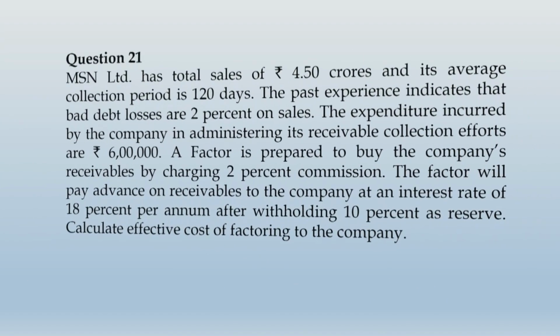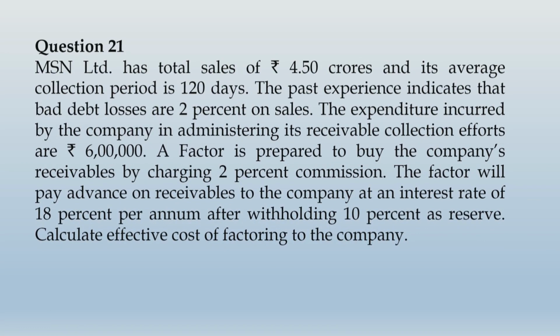Let us read this question. MSN Limited has total sales of rupees 4.5 crores and its average collection period is 120 days. The past experience indicates that the bad debt losses are 2% on sales. The expenditure incurred by the company in administering its receivables collection efforts are rupees 6 lakhs. A factor is prepared to buy the company's receivables by charging 2% commission. Factor will pay an advance on receivables to the company at an interest rate of 18% per annum. After withholding 10% as reserve, calculate the effective cost of factoring to the company. Let us see what will be the answer for this question.